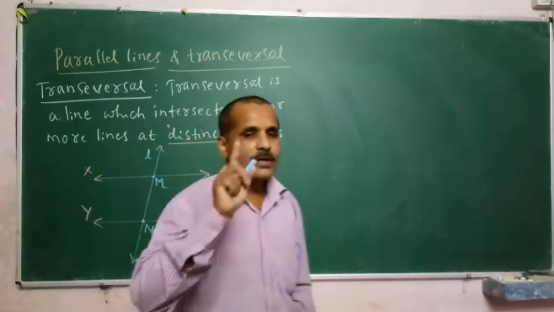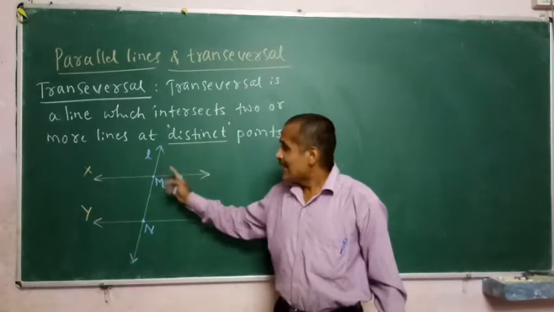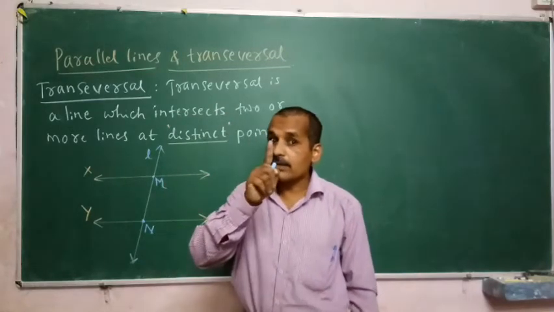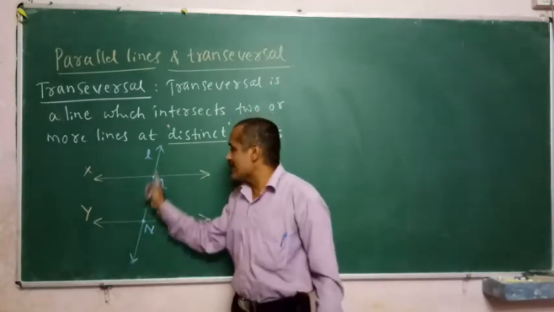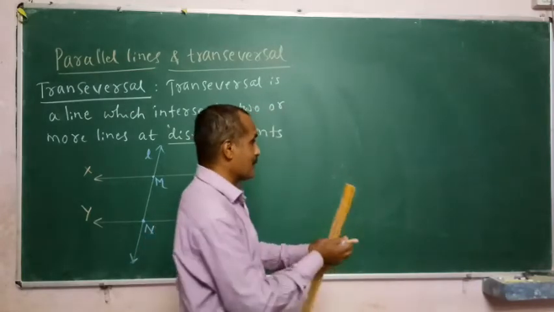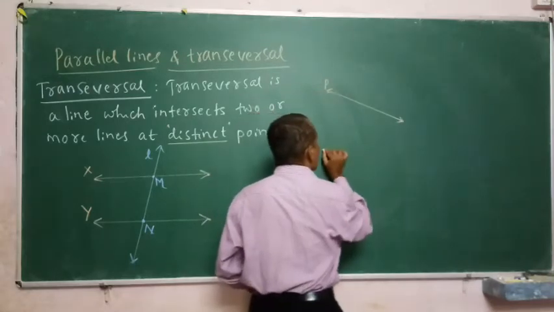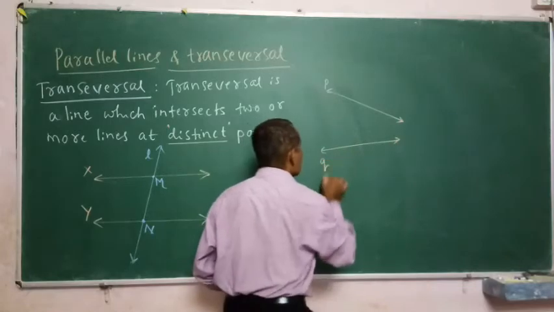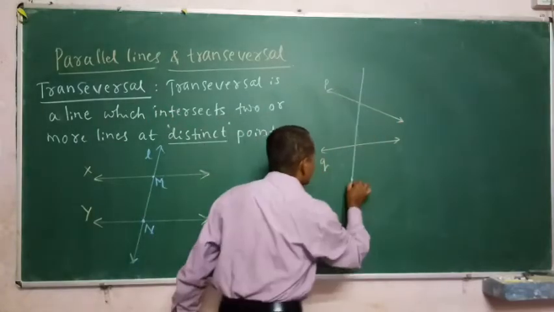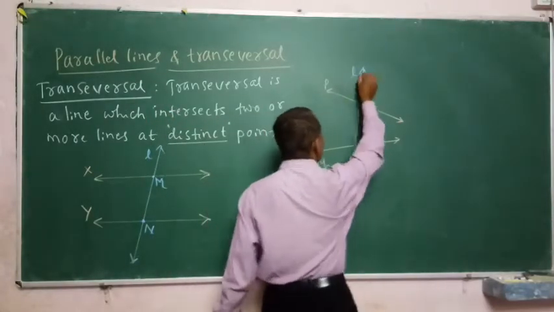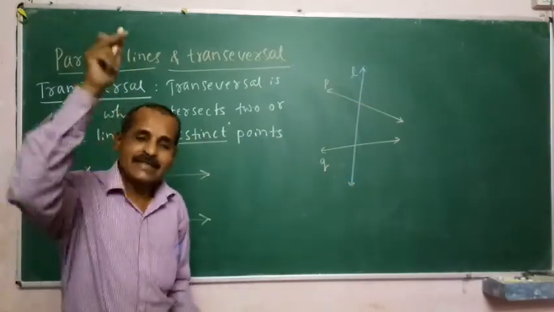My dear children, one point you have to notice here. When we talk about a transversal, the lines need not be parallel. Even though the lines are not parallel, we still call it a transversal. Don't get confused. For example, if I draw one line like this, I will call it line P. One line I will draw here, this is line Q. See, they are not parallel. And I will draw one line here, I will call it line L. If I ask you what line L is, you should say line L is a transversal.